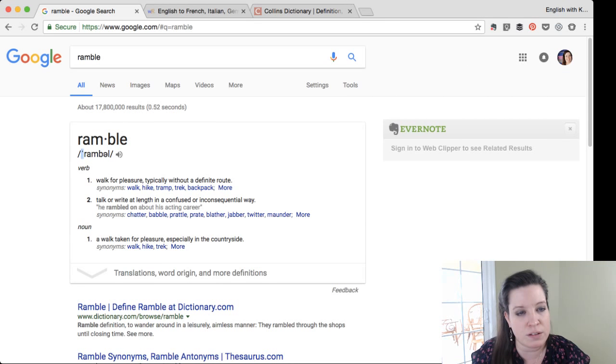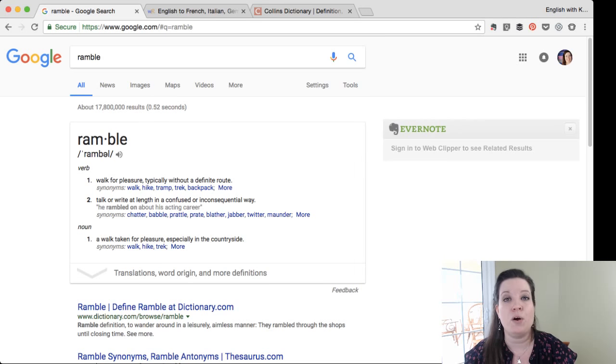And this little apostrophe looking symbol that you see here is marking the word stress. That's how you know that this first syllable is stressed. Ramble. So you don't even have to pull out a dictionary. You can literally enter the word into Google and come up with a bunch of different definitions. I'm going to talk more about my favorite techniques for using these websites in a future video, but I just want to give you a sense of it right here, right now.